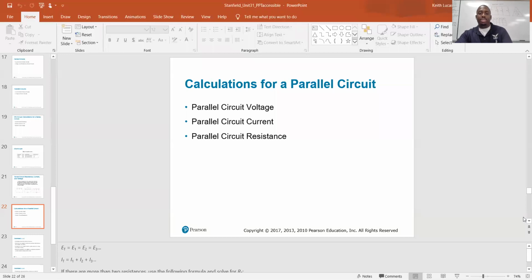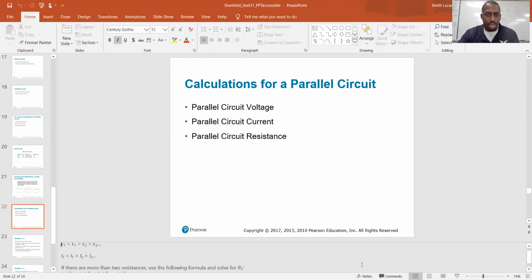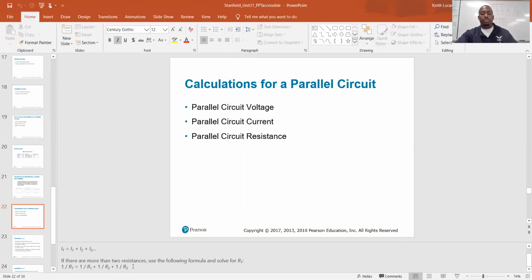Calculations for a parallel circuit. So this is a little bit different. If there are more than 2 resistances, use the following formula to solve for the total resistance. So down here, you have that formula. For me, not being a mathematical genius, I was taught how to calculate the total resistance of a parallel circuit using the VERP table.